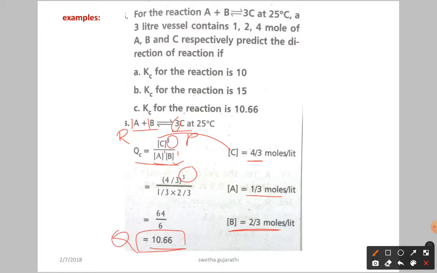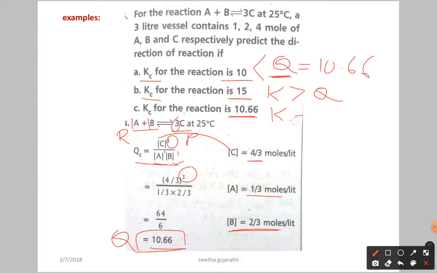Now let us see the condition. You have to compare the Q and Kc values. Here the Q value is 10.66, so Q is more. Next, for Kc equal to 15, in this case K is greater than Q. Next, for Kc equal to 10.66, K is equal to Q, because both are 10.66.